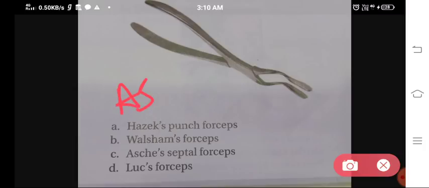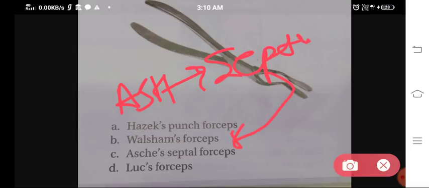Ash is to be used over the septum, that is why it is also called Ash septal forceps, and Walchelm is to be used over the nose. So if this is the septum, Ash will be used here and Walchelm will be over the lateral part of the nose. So this is the basic difference of use.